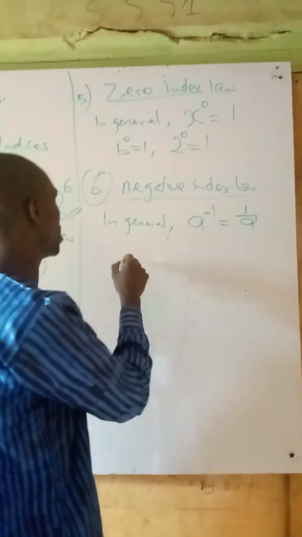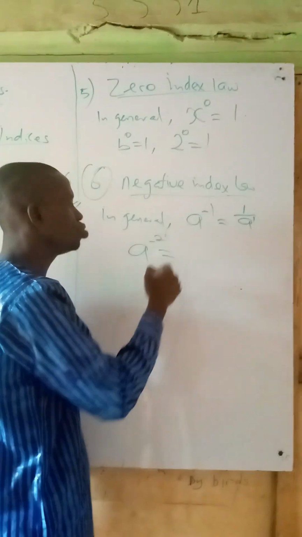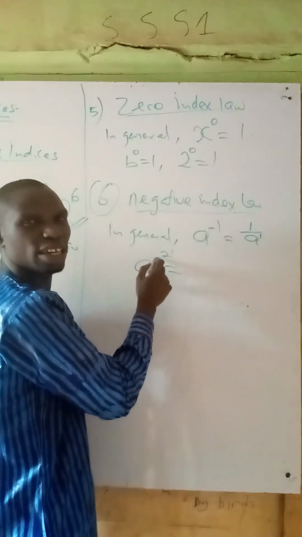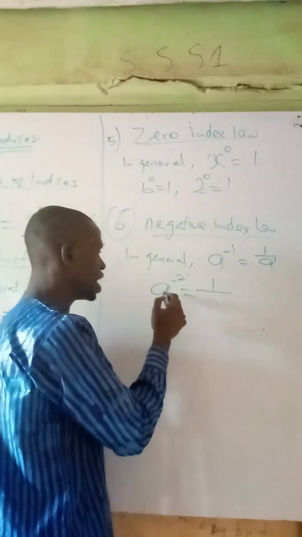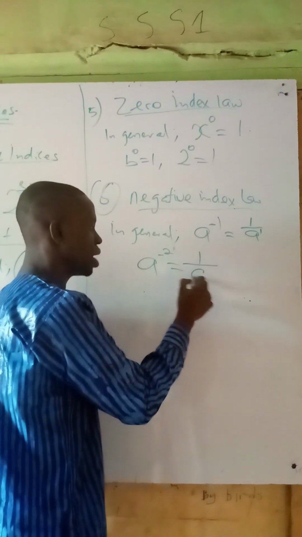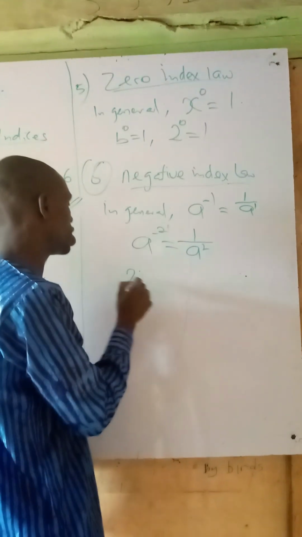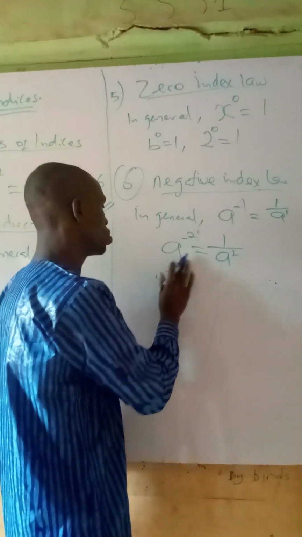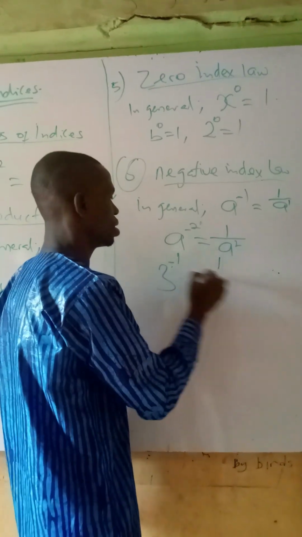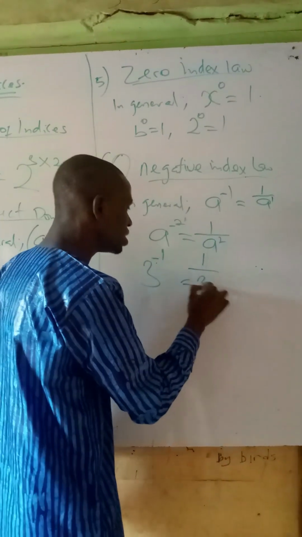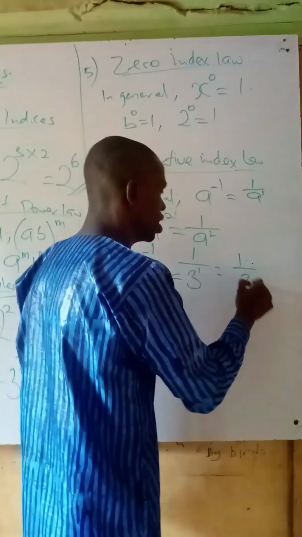Okay, so what of when we have a raised to the power minus 2? Don't forget I told you that this negative itself becomes 1 over. Then you are left with a squared. So a squared. So what if we have 3 raised to the power minus 1? Of course, this will be 1 over 3 raised to the power 1. We know 3 raised to the power 1 is the same as 3, which is 1 over 3.